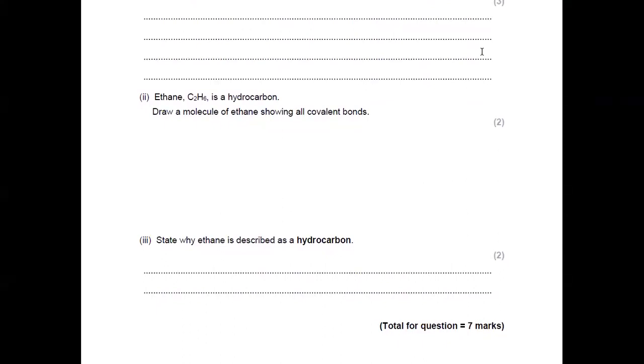Ethane is a hydrocarbon. Draw a molecule of ethane showing all the covalent bonds. Draw it as a dot and cross diagram.